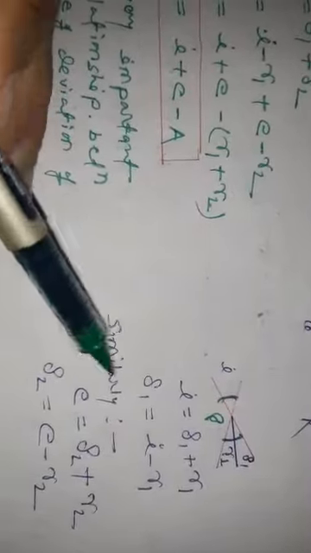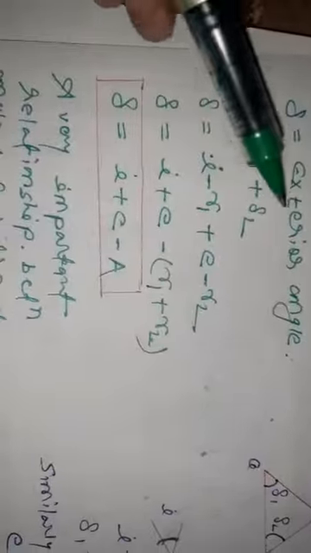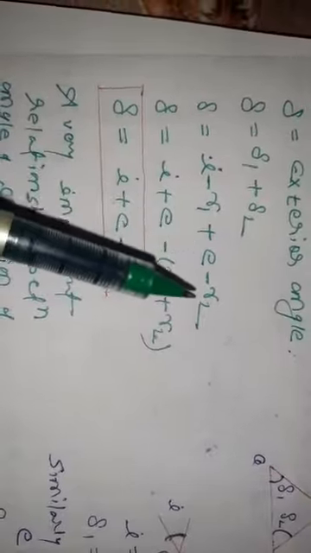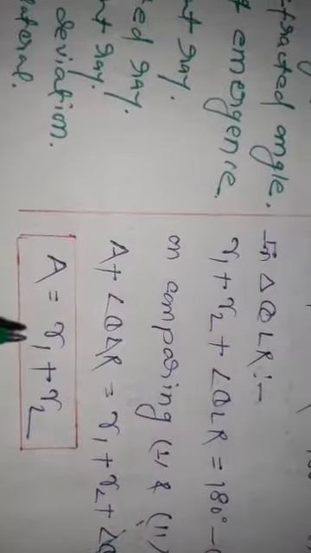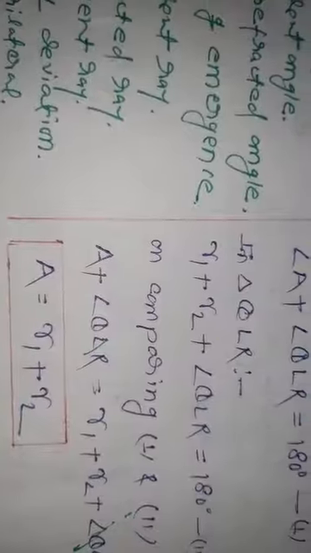Similarly at point R, E equals delta 2 plus R2, so delta 2 equals E minus R2. So here we have the values of delta 1 and delta 2. Put the values in this equation, we get delta equals I minus R1 plus E minus R2. If I take minus common from these two, we have R1 plus R2 here. So delta equals I plus E minus (R1 plus R2). In the previous equation we have A equals R1 plus R2, so we can put R1 plus R2 equals A.